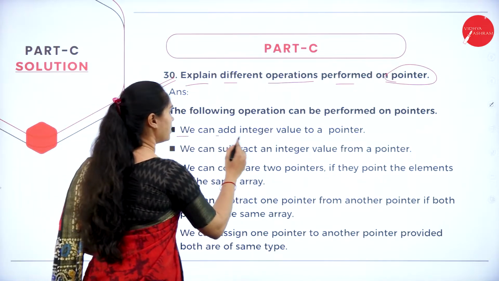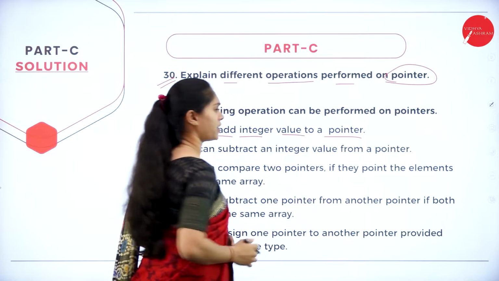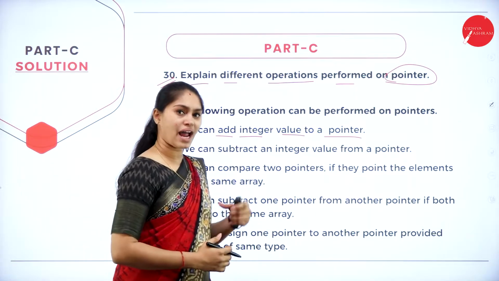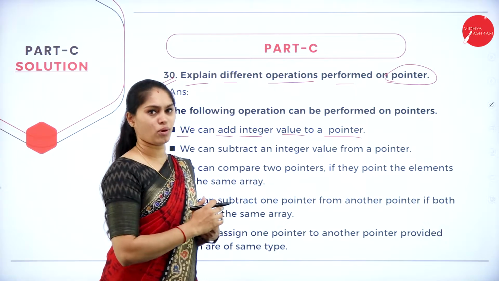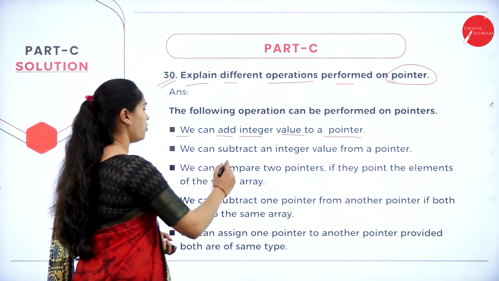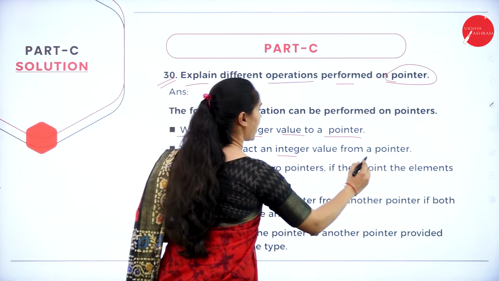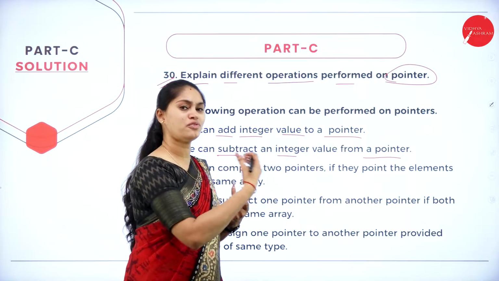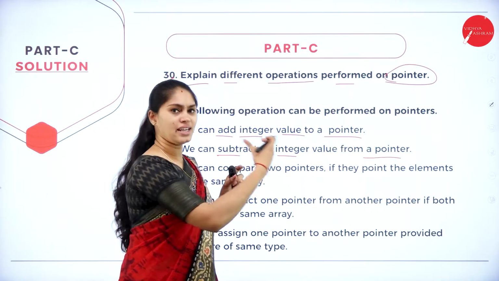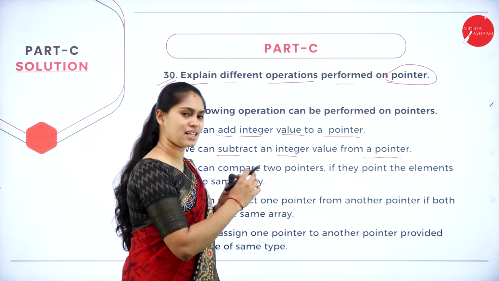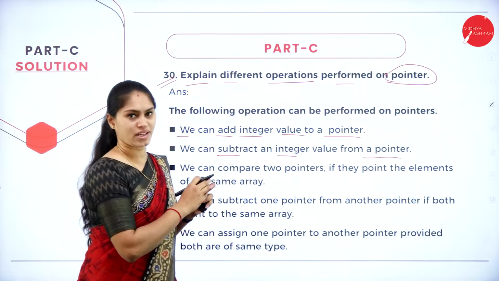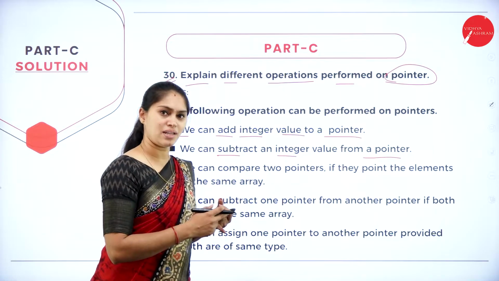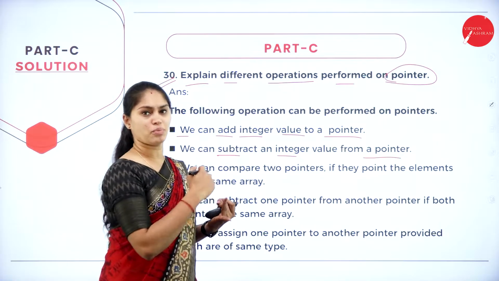So we can add an integer value to a pointer. Remember, I am not adding a pointer to a pointer. I am adding an integer value to the pointer. That is the first operation. We can subtract an integer value from a pointer. The pointer will be there and I have one more integer value. I am subtracting that integer value from this pointer. So we can add an integer value to the pointer and we can subtract an integer value from the pointer.